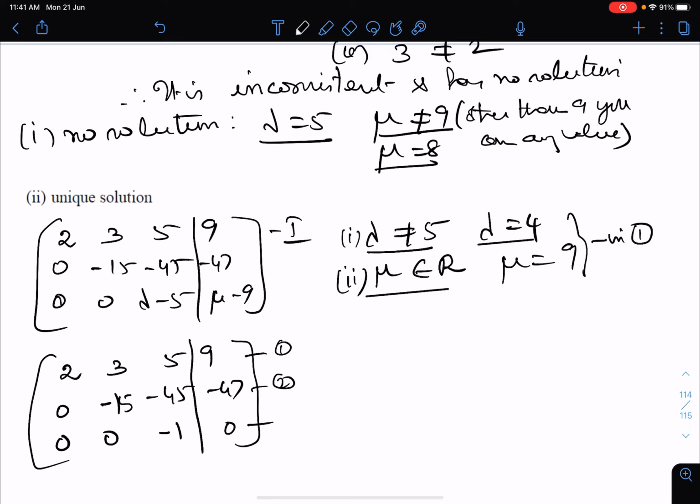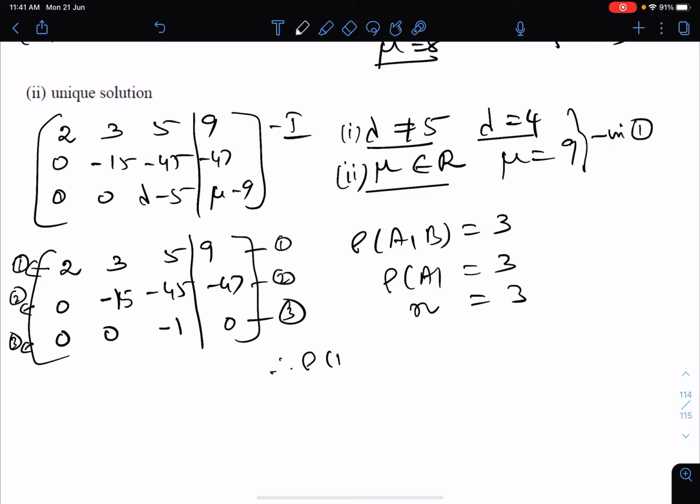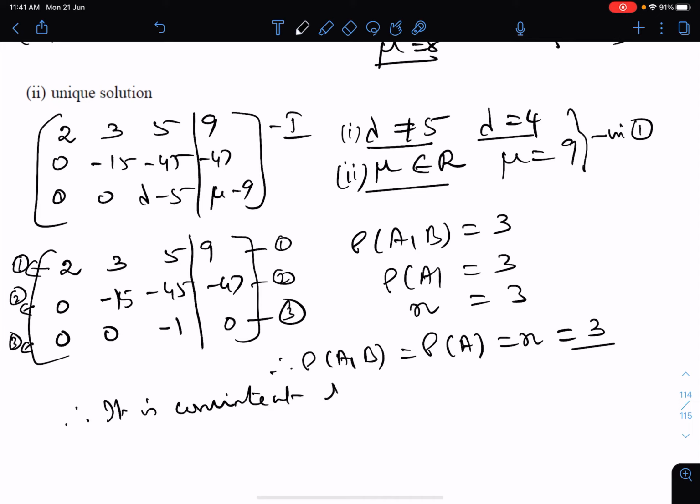1, 2 and 3. One element is there itself, that row is a non-zero row. Now what about A? On the left hand side I am writing the non-zero rows. First non-zero row, second non-zero, here also there are elements in row 3. So rank of AB equal to 3 non-zero rows, rank of A equal to 3 non-zero rows, and N is also equal to 3. Therefore rank of AB equal to rank of A equal to N equal to 3. This is important for a unique solution. Therefore we come to the conclusion that it is consistent and has a unique solution.